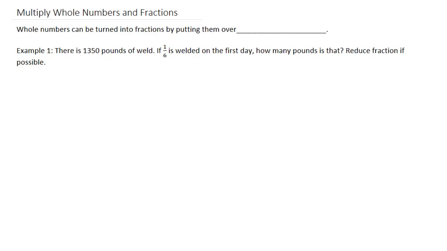Multiply whole numbers and fractions. Whole numbers can be turned into fractions by putting them over 1. So let's look at this in the first example.